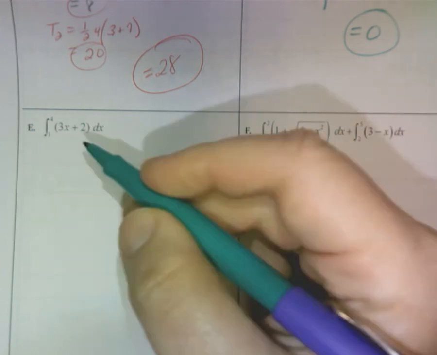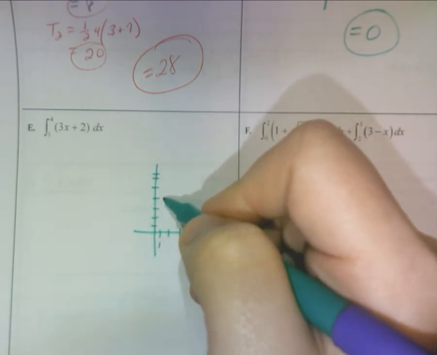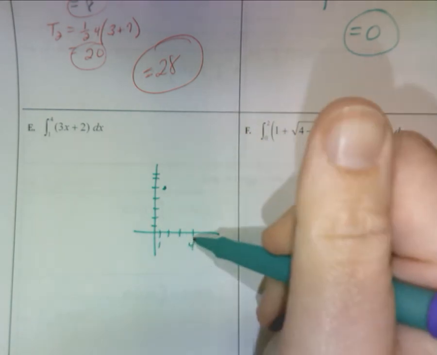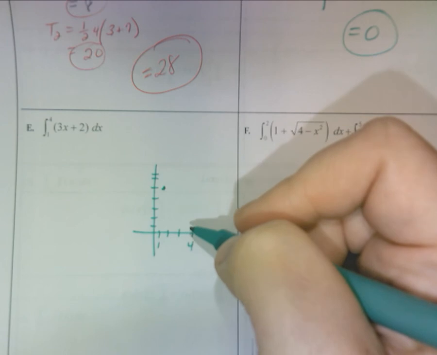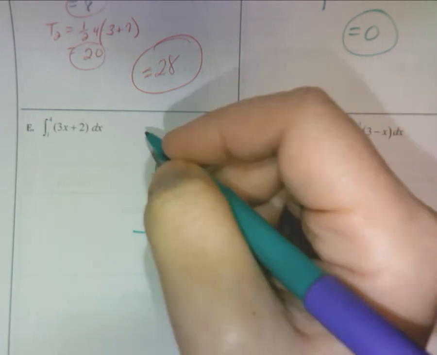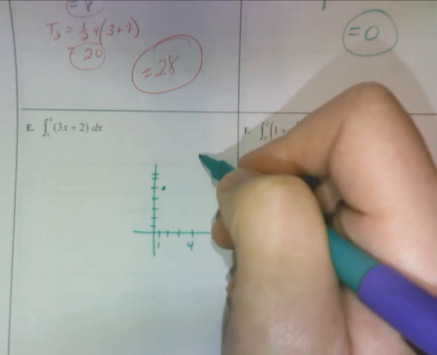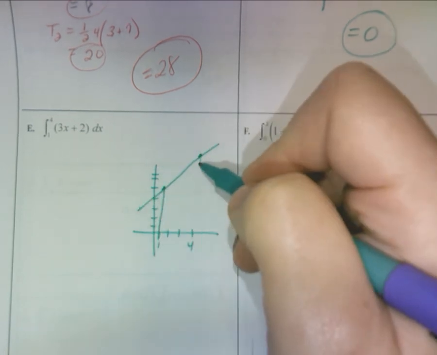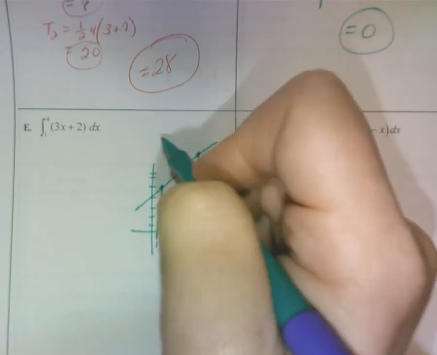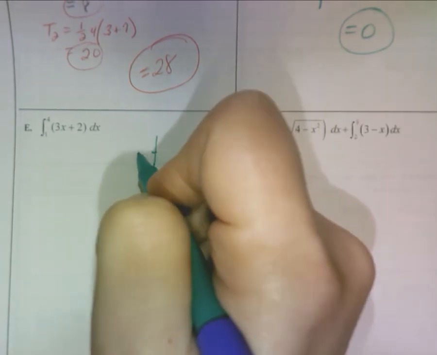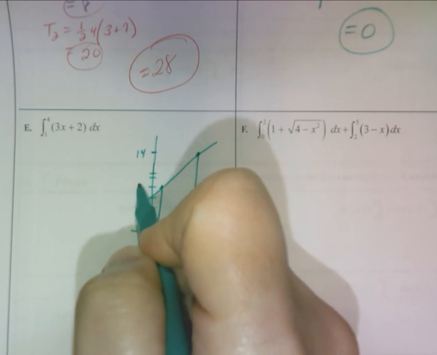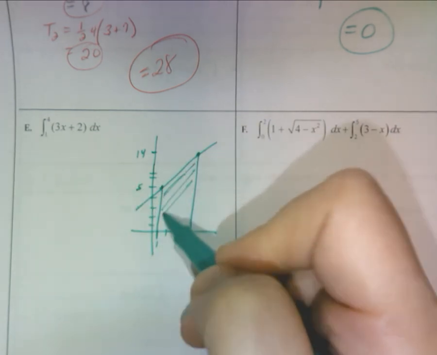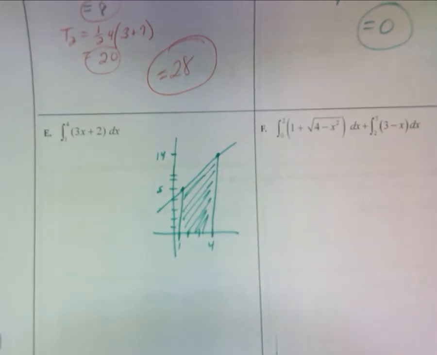So if I plug 1 in, I would get 5. 1, 2, 3, 4, 5. And if I plug 4 in, I get 14. And of course, I'm going off my grid, so I'm going to pretend 14 is all the way up there. So this is really on the y-axis. This is at 14, and this one is at 5. So again, it looks like a trapezoid.